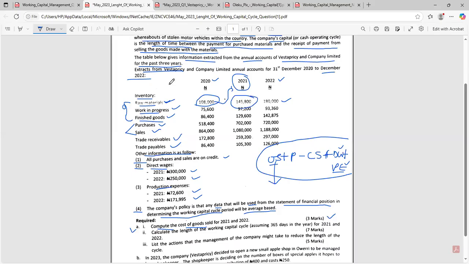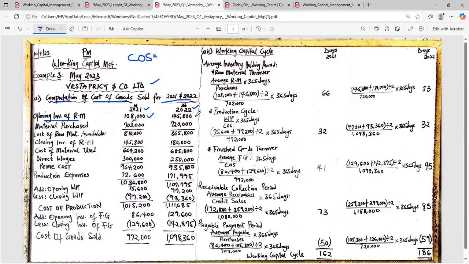So let's go and confirm 145,800. Are we together now? All right, that's good. Now that we are done with our opening stock, we already know it is opening stock plus purchases. Now we have done the opening stock of raw material.